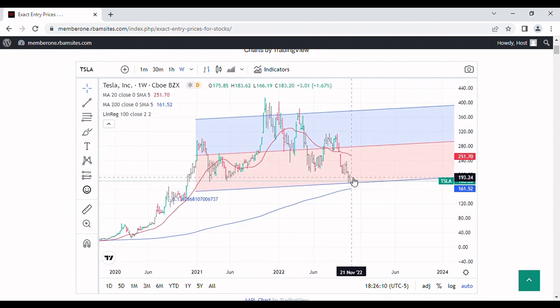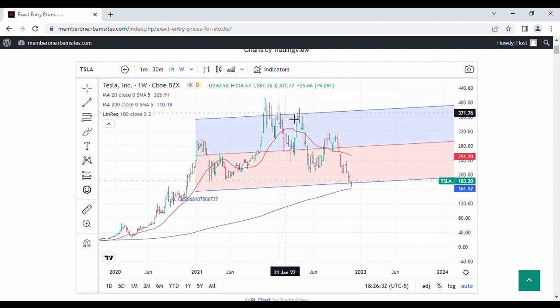Look right where Tesla is right now, right at the bottom of its linear regression going back 100 weeks. That's almost 2 years. So the first thing, and I called it months ago, about 6-8 weeks ago, is 160 because of this moving average, its 200 week moving average. But you can also see it's at the bottom of its linear regression channel going back 2 years.